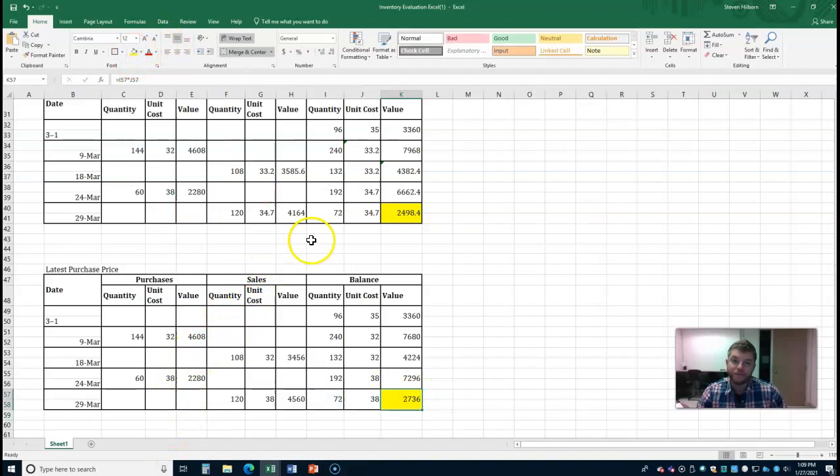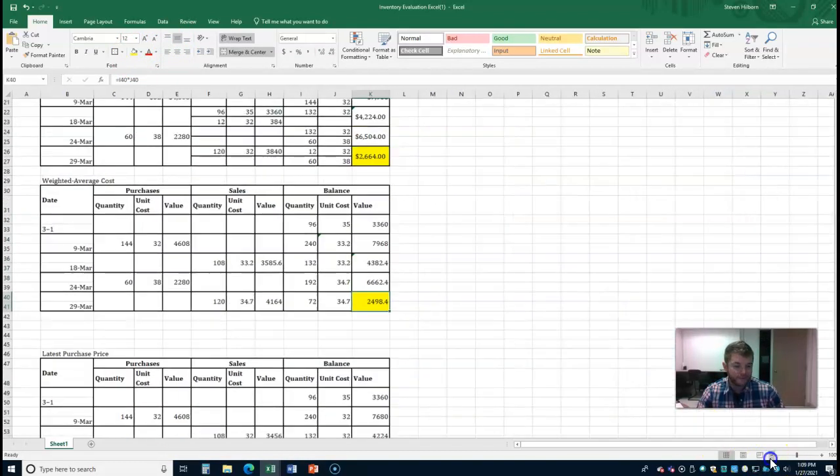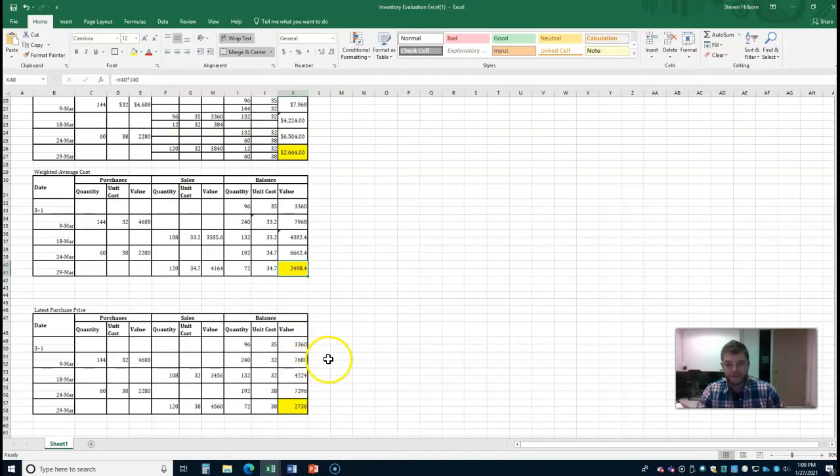So that's the 3 ways to do inventory valuation. You can see that we have 3 different types of numbers. Some are bigger, some are smaller. It doesn't matter what you have chosen to do. What does matter is that you do the same method every single week or every single month, however often you count your inventory. Okay, don't change up as the time goes on.